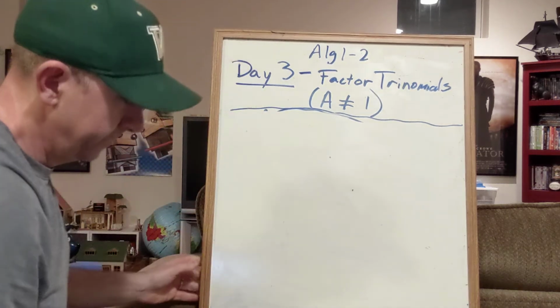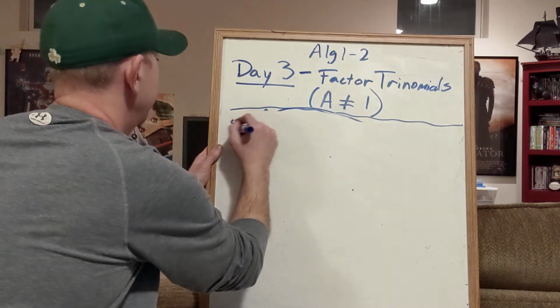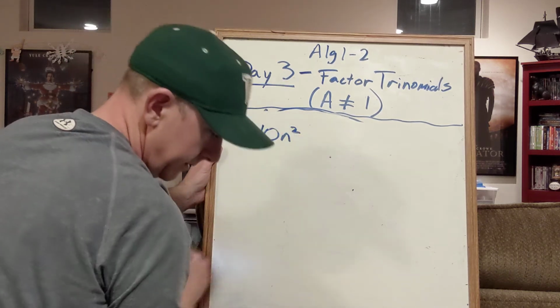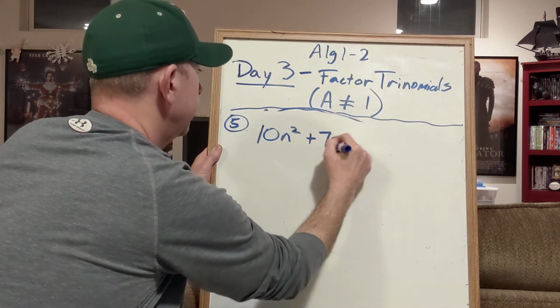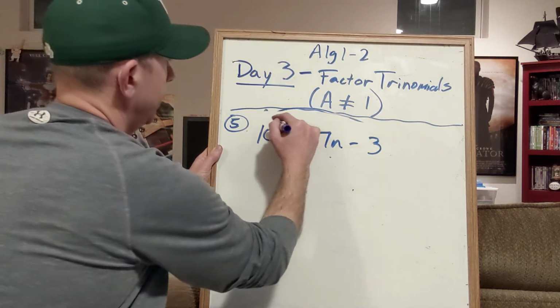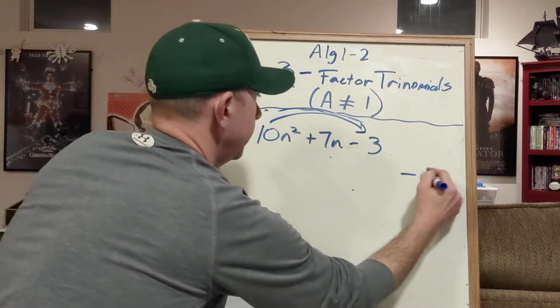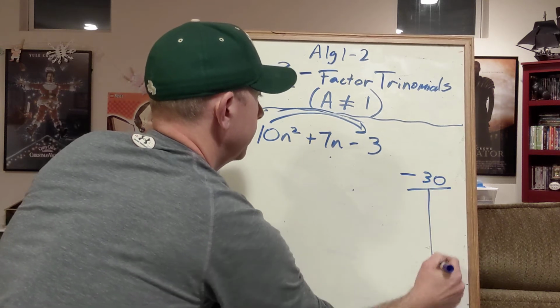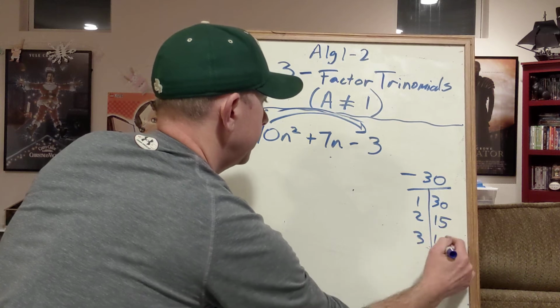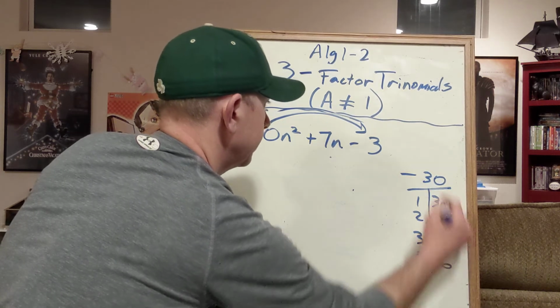Okay, last one for number 5. Okay, we're going to have a negative again with this. 10n squared plus 7n minus 3. Okay, so we're going to multiply a times c again. We get negative 30 this time. So we're going to have 1 and 30, 2 and 15, 3 and 10, 4 doesn't work, 5 and 6.